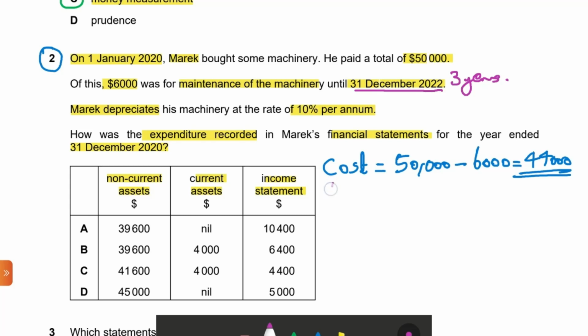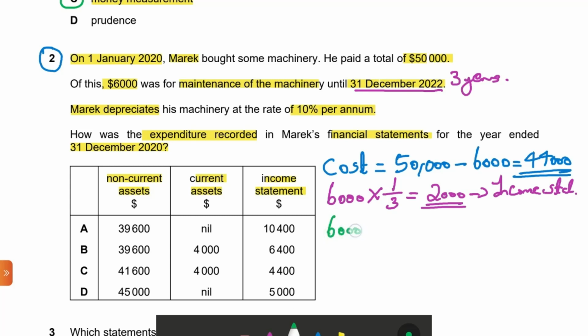So, 6,000 multiplied by 1 by 3, 2,000 we enter into the income statement. Then the remaining 6,000 minus 2,000 is equal to 4,000. We transfer that to current asset.